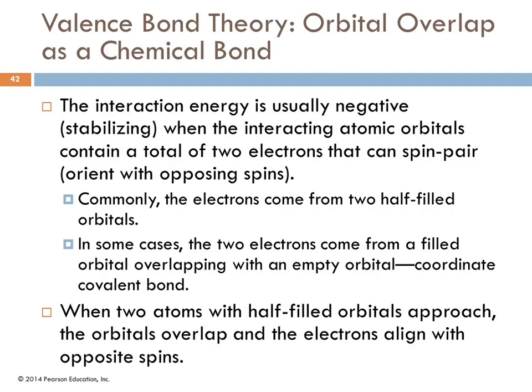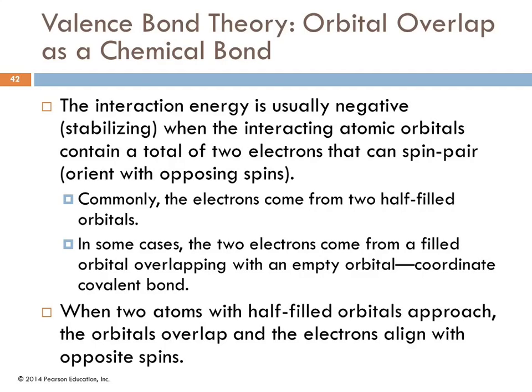Well, for that matter, how can electrons share the same orbital? We talked about spin pairing, right? And when electrons have opposite spin, then they can be together without getting on each other's nerves. So when those orbitals overlap, the electrons in them need to be able to spin pair. So usually it comes from half-filled orbitals, but sometimes two electrons come from a filled orbital and they will overlap with an empty orbital of the other atom.